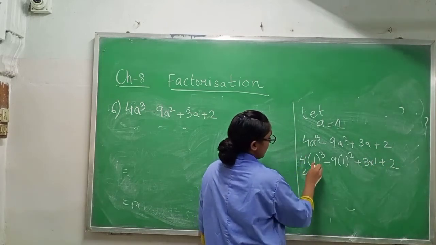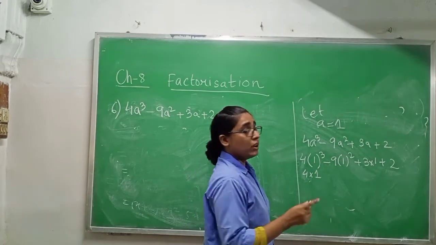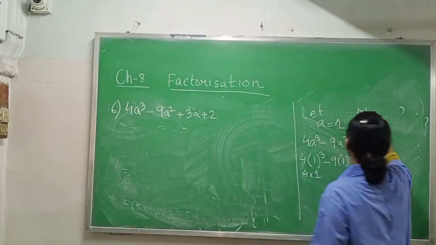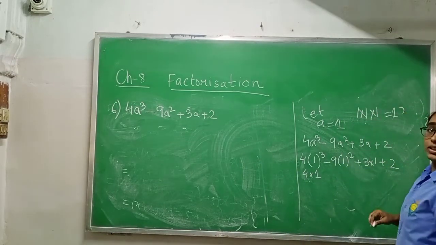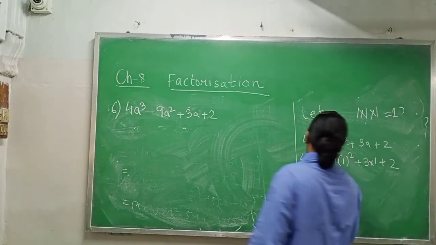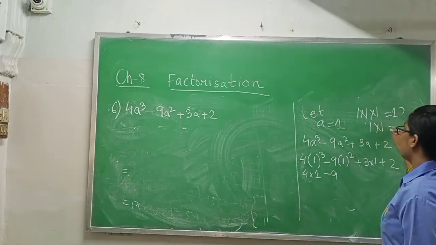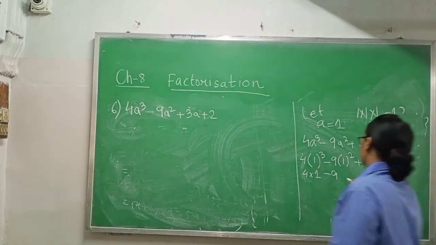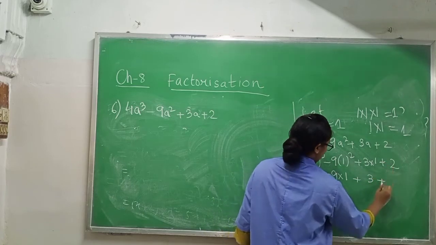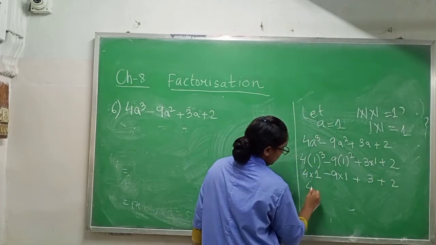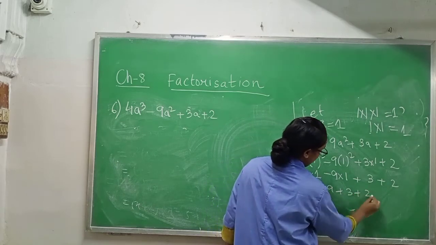Now 4, a cube will give you 1 cube, which will give you 1 only, because cube means multiplication of 1 three times. 1 ones are 1, 1 ones are 1. So you will get 1 only. Now again 9, 1 square means multiplying 1 two times. 1 ones are 1, 9 into 1. Then 3 ones are 3 plus 2. 4 ones are 4 minus 9 ones are 9 plus 3 plus 2.